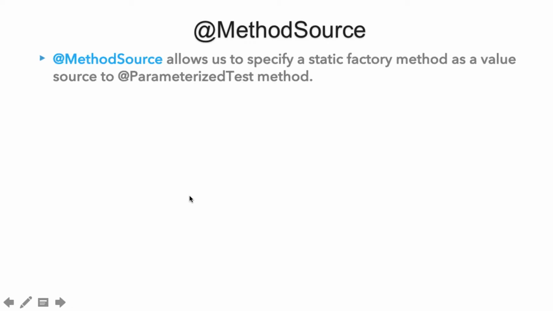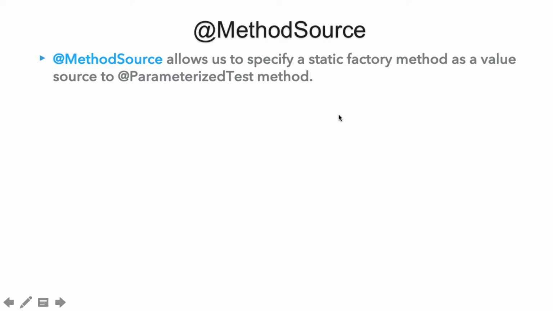So friends, what is @MethodSource? Here you can see that the @MethodSource annotation allows us to specify a static factory method which acts as a value source for our @ParameterizedTest method. It simply takes the name of a method which is static, and whatever that method returns will be provided as values to our @ParameterizedTest method.